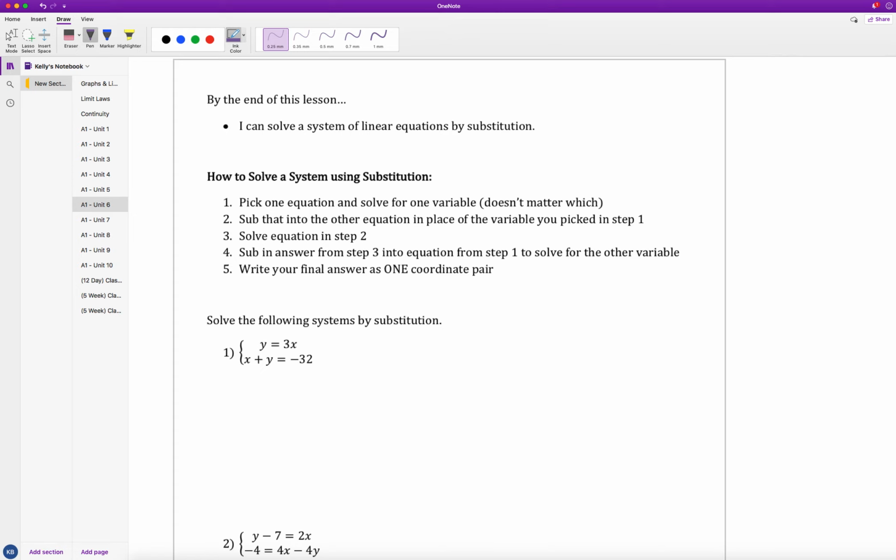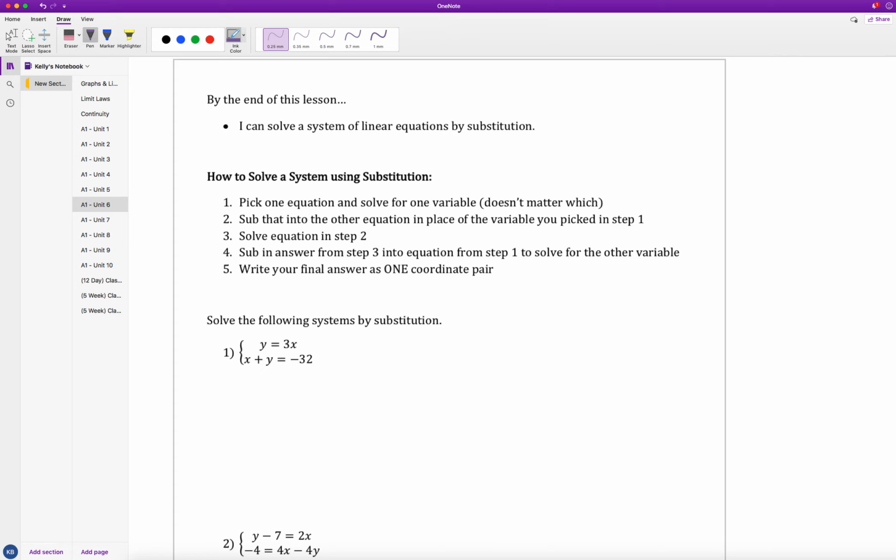So how we solve a system using substitution is it really comes down to choices we make. And the first thing we have to do is pick one equation, and in that equation we have to pick one variable to solve for. It doesn't matter which equation we pick, it doesn't matter which variable we solve for, but we get to make this first choice. From there, we want to sub that value into the other equation in place of the variable that we picked in step 1. So as we're going through these how-to steps, let's start looking at our first example.